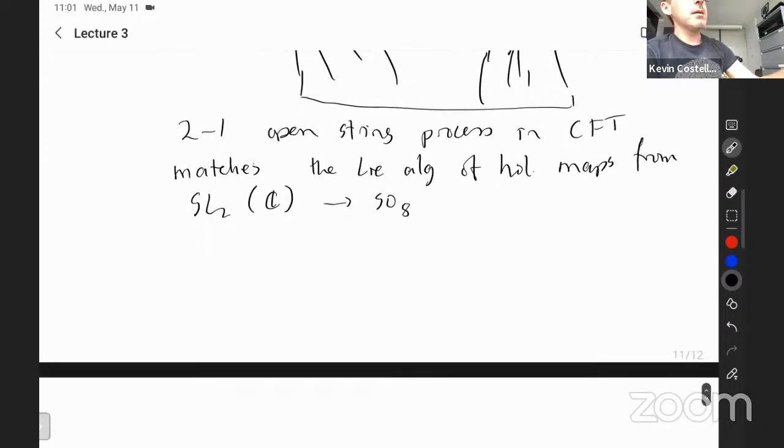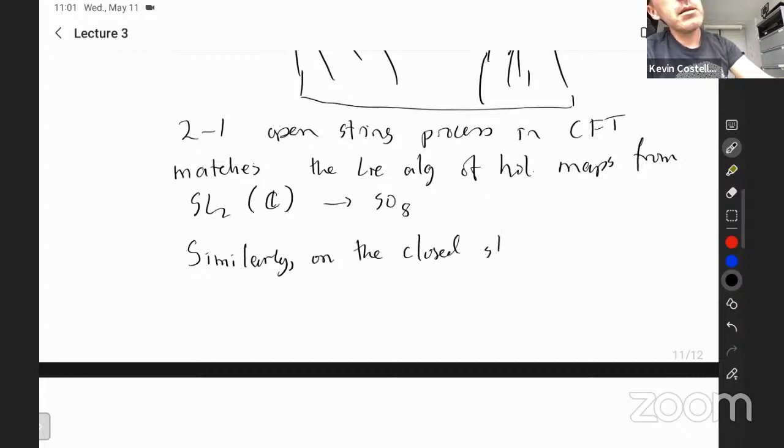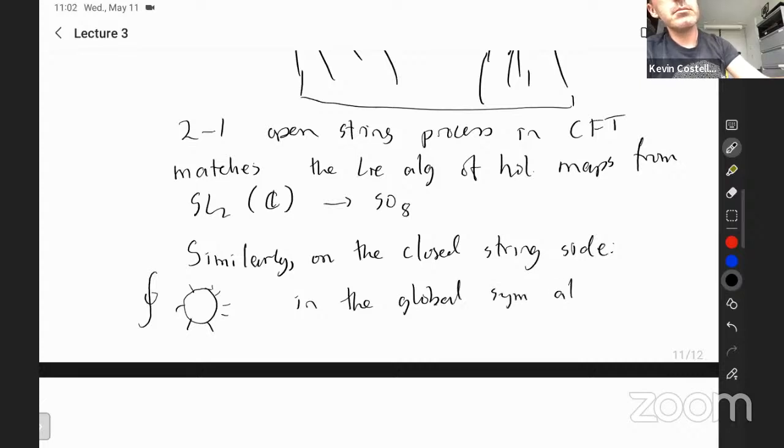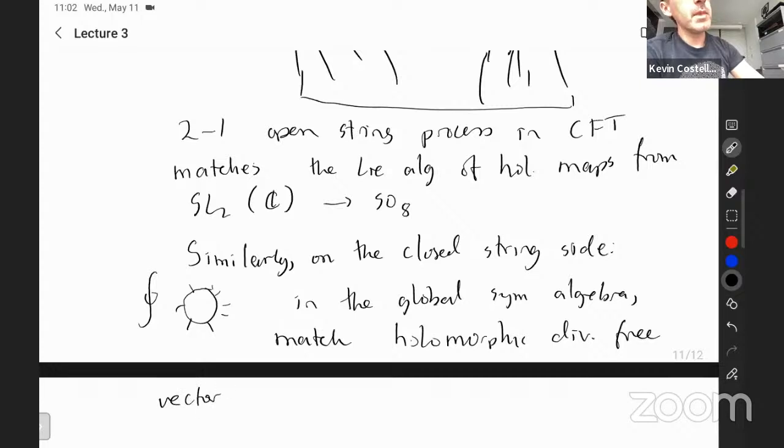And similarly, on the closed string side, we take modes of this guy in the global symmetry algebra, match vector fields, holomorphic, convergence free, vector fields on SL2C.